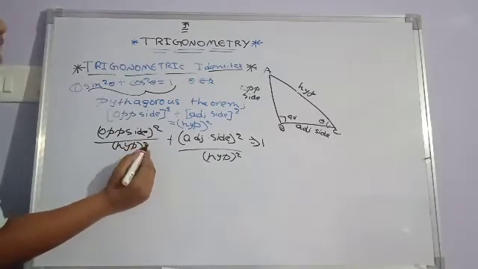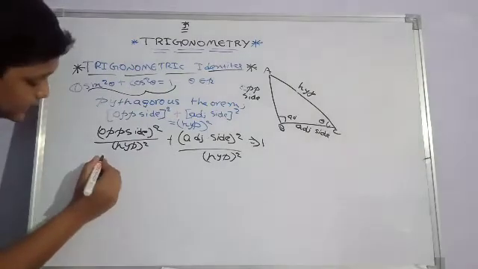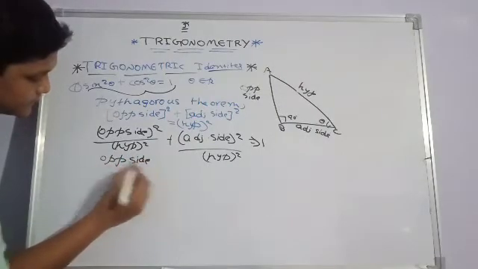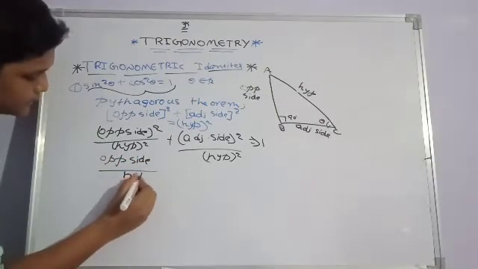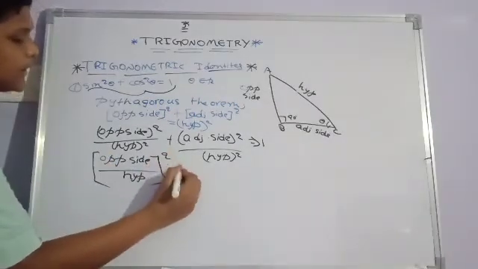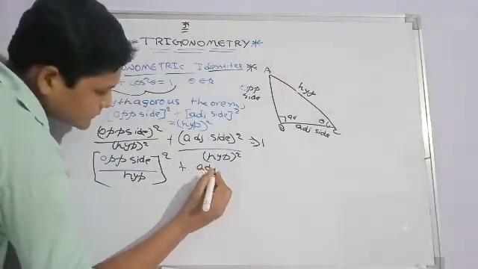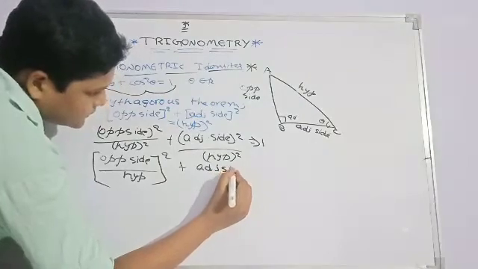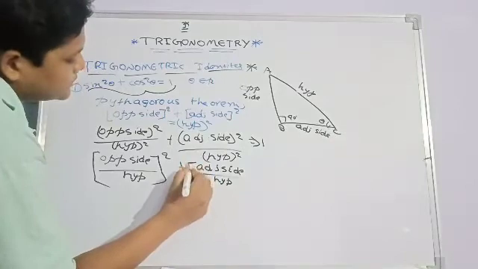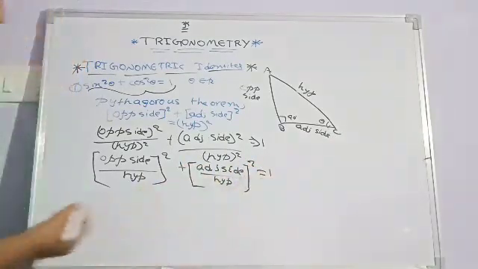Here we have denominator and numerator squares, so we can write it as the whole: opposite side by hypotenuse whole square plus adjacent side by hypotenuse whole square is equal to 1.